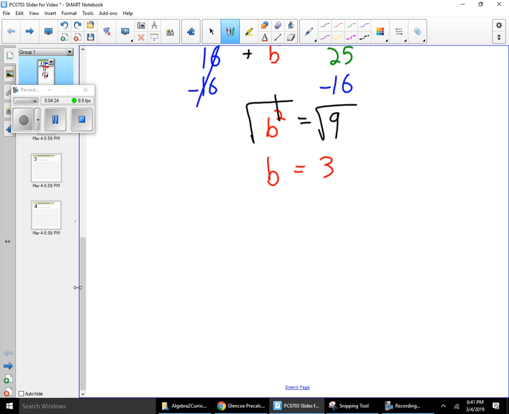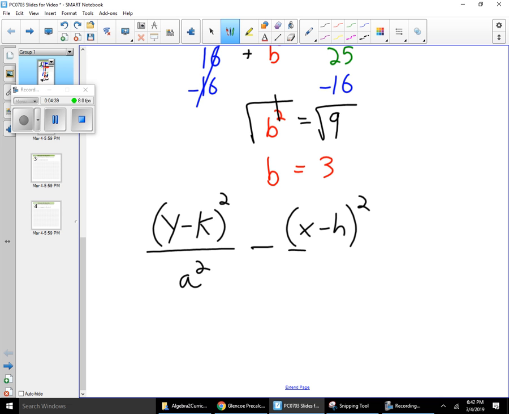So this hyperbola opened up and down. So I'm going to start with y. It's y minus k quantity squared over a squared, minus, another difference between the hyperbola and ellipse, x minus h quantity squared over b squared. Whole thing equals 1. So this is the standard form that we want. Keep in mind, 4 pieces of information we need to fill. We have all 4 of them.